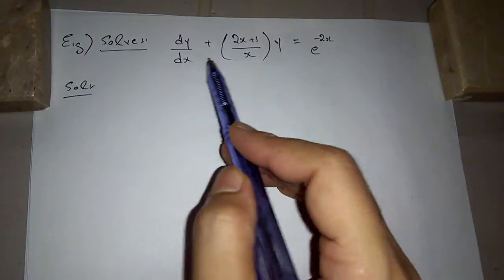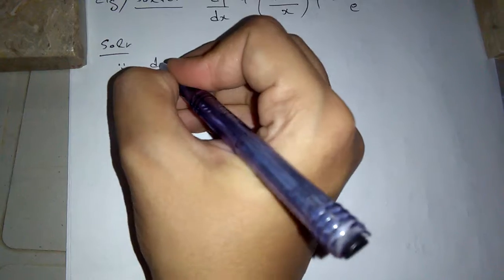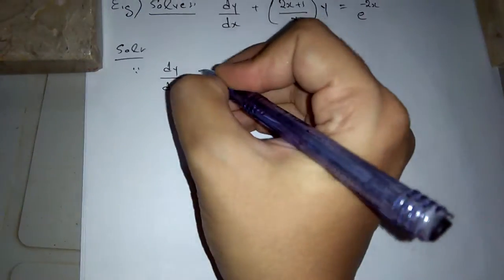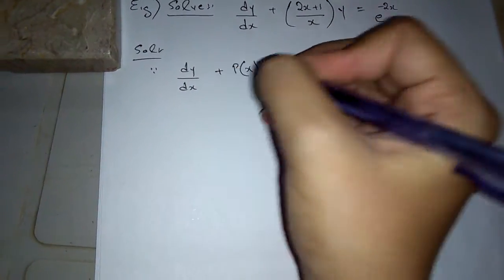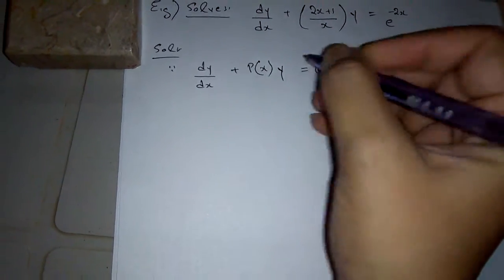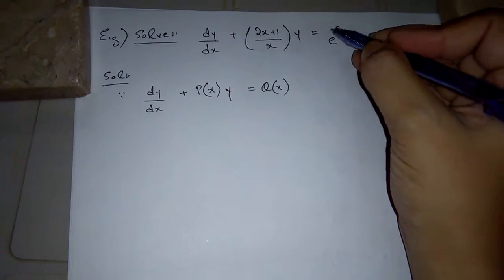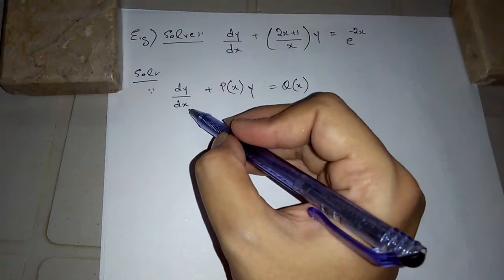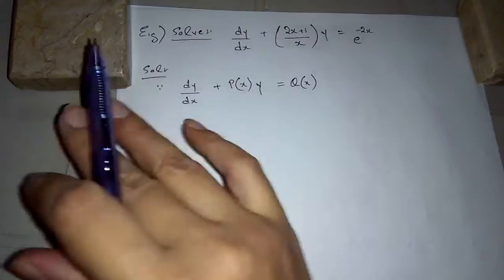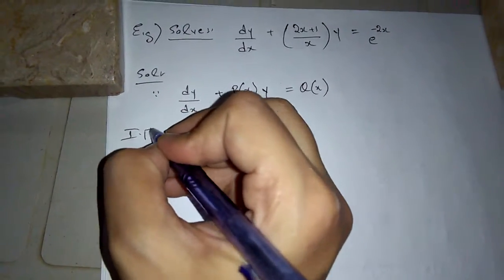Okay, now this is another example. You can see that it is quite clearly following the pattern of a linear differential equation of first order. p of x is this thing and q of x is this thing over here. x is the independent variable, y is the dependent. That's quite visible. So let's move on, try to find out its integrating factor.